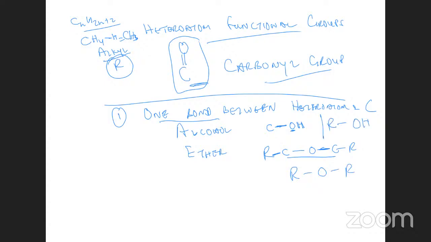We have to assume that there's a long carbon chain and the nearest carbon is attached to the OH group. So the alcohol functional group is OH, combined with a single bond. In ether, it is O, combined to one of the R groups. That's ether. Then the other one is the nitro group attached like that. We say nitro. So that is one bond between the heteroatom and the carbon.